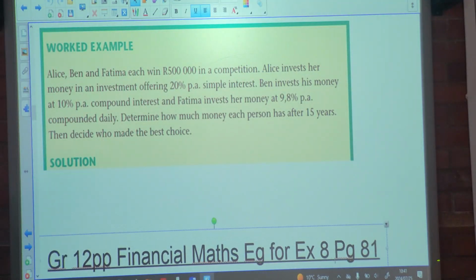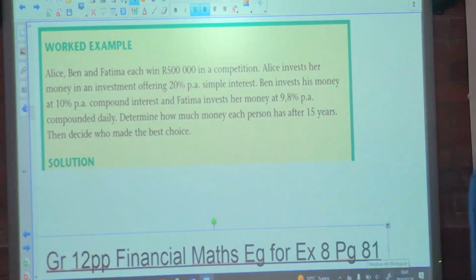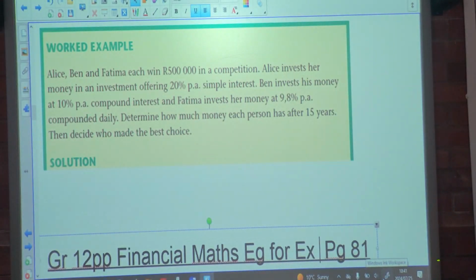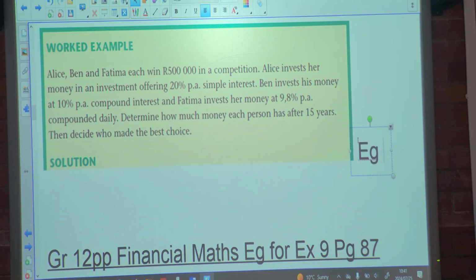So we're looking at an example, and this example one is on page 82. These are the examples for exercise 9, which is on page 87. This is the example on page 82.